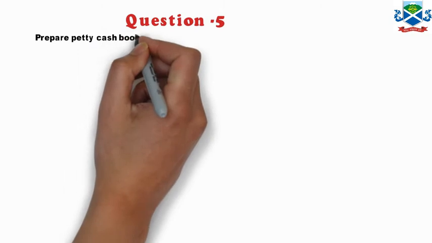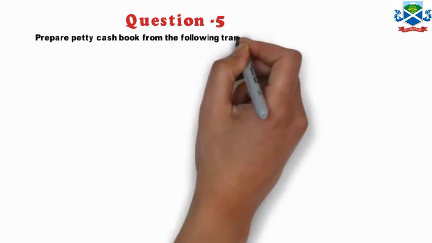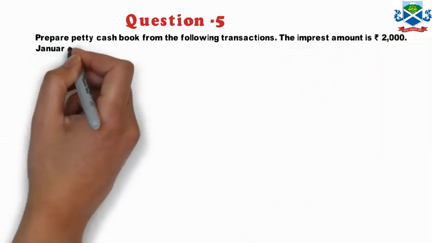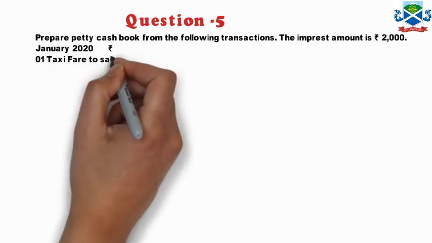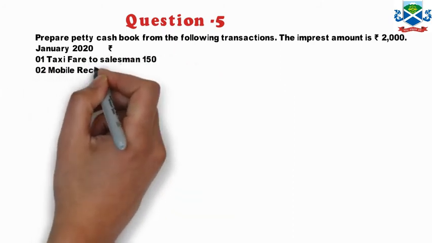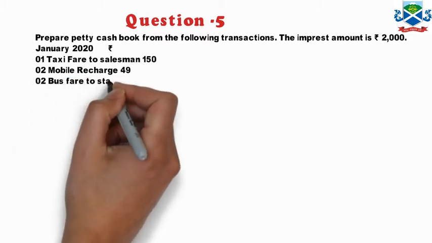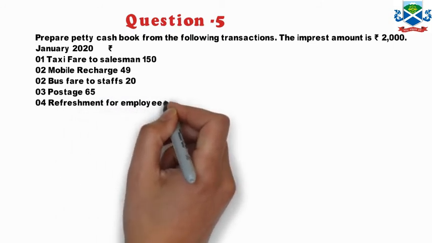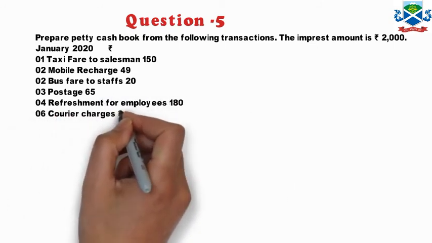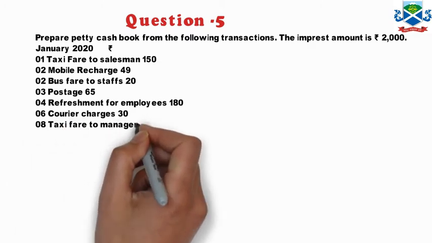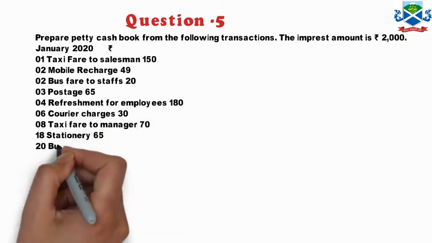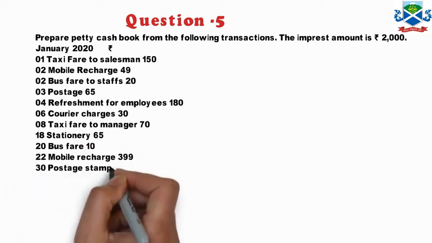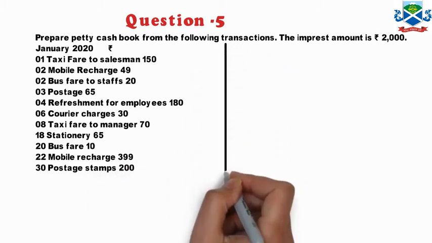Prepare petty cash book from the following transactions. The imprest amount is rupees 2000 on January 20. Taxi fare to salesman 150, mobile recharge 49, bus fare to staff 20, postage 65, refreshment for employees 180, courier charges 30, taxi fare again to manager 70, stationery 65, bus fare 10, mobile recharge again 399, postage stamp 200. Now these are all different expenses.